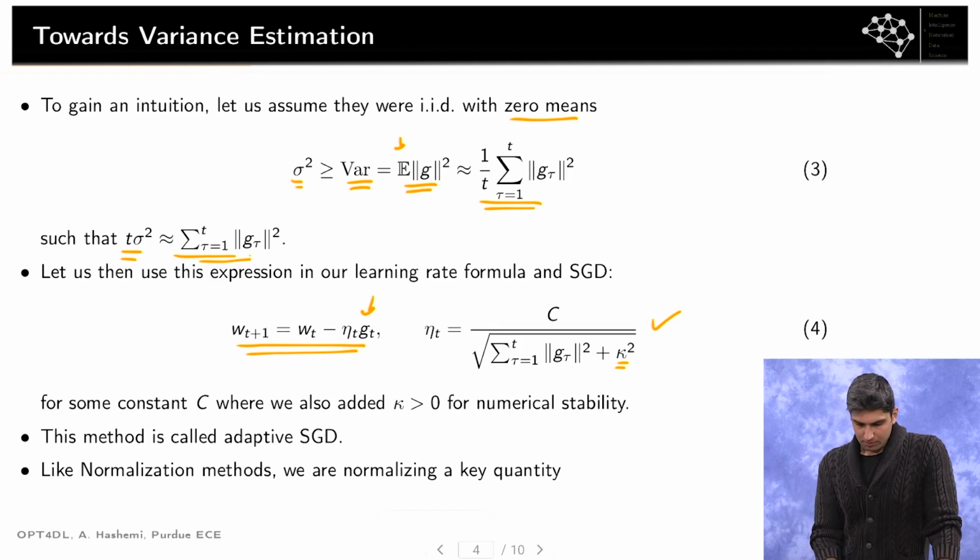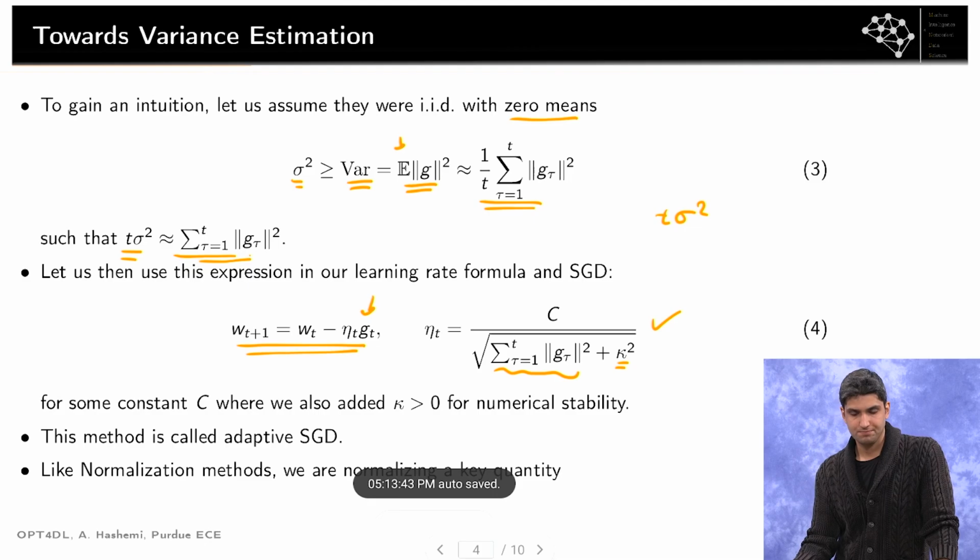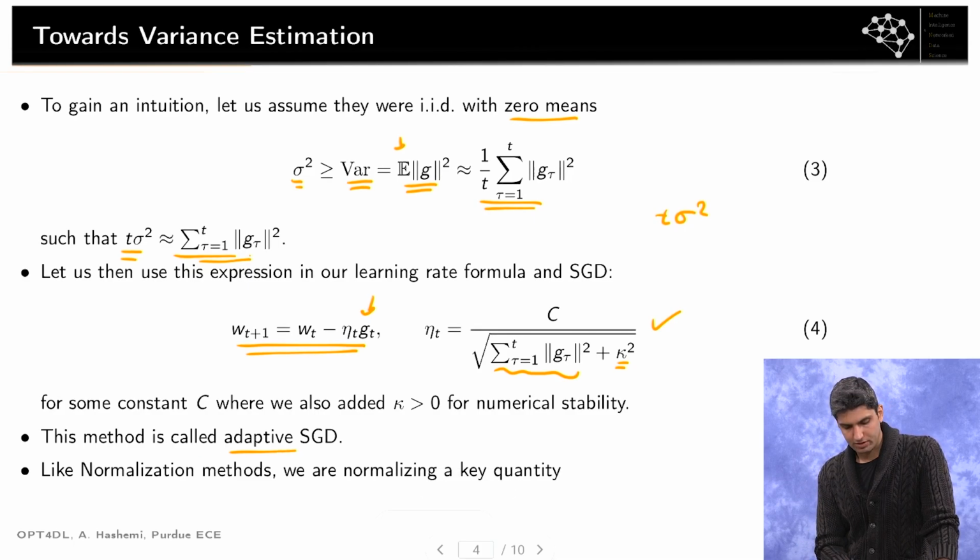But the more important thing is that we have used this term to replace t sigma square that we had in the formula for the best constant step size. This method is called adaptive SGD. The idea is that we are adaptively estimating the variance. Our learning rate adaptively changes over time as we are gathering more and more observations about the landscape of the optimization problem.